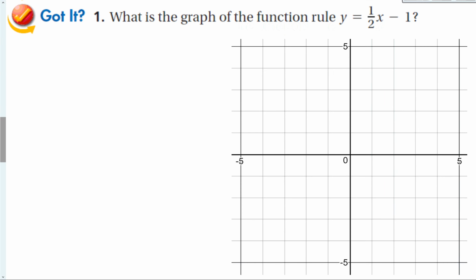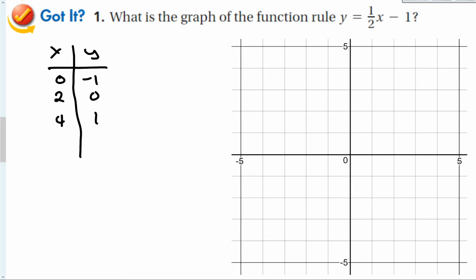Okay, so let's try another problem. We're just going to make a smaller table here with an input and an output. So when I want to graph y is equal to 1/2 x minus 1, let's plug in numbers that actually work a little bit better with that 1/2. Let's start with 0. That gives me negative 1. If I plug in 2, that would give me 0. And if I plug in 4, that would give me 1.